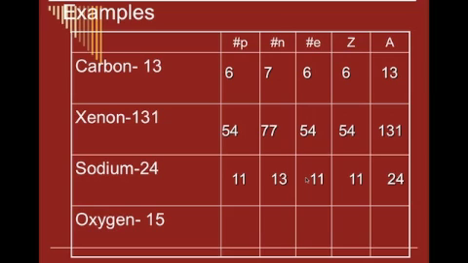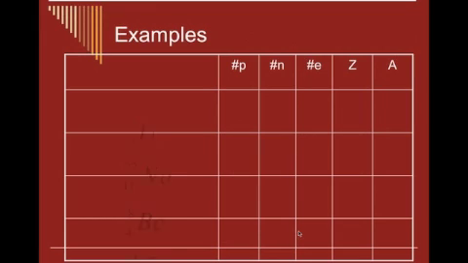And the last one, for oxygen. Oxygen has a mass number of 15, goes right here. It has an atomic number of 8, which tells us our protons and our electrons. And then we go 15 minus 8 to get our neutrons. So our answer should be 8, 7, 8, 8, and 15. Now, let's go ahead and move on to some other examples.